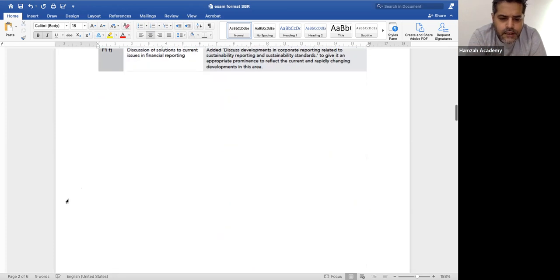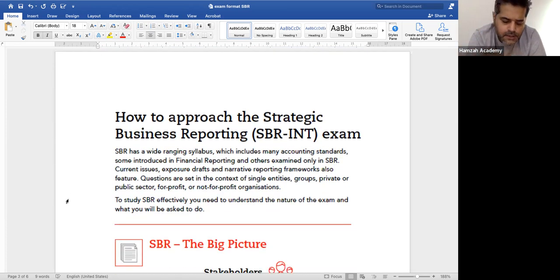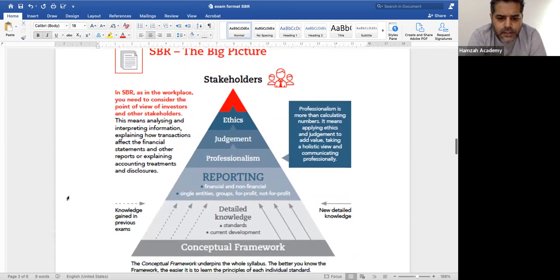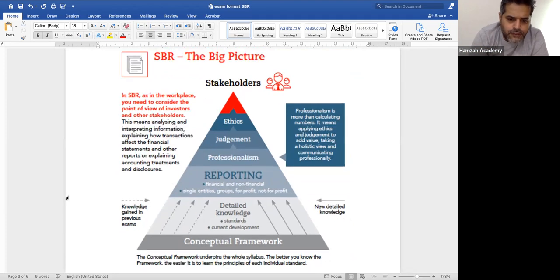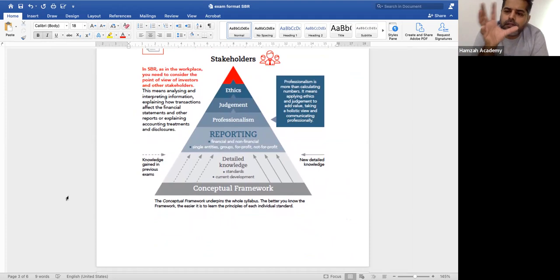And then talking about the approach towards strategic business reporting. Talking about this approach, if I may say, the whole pyramid of this SBR.